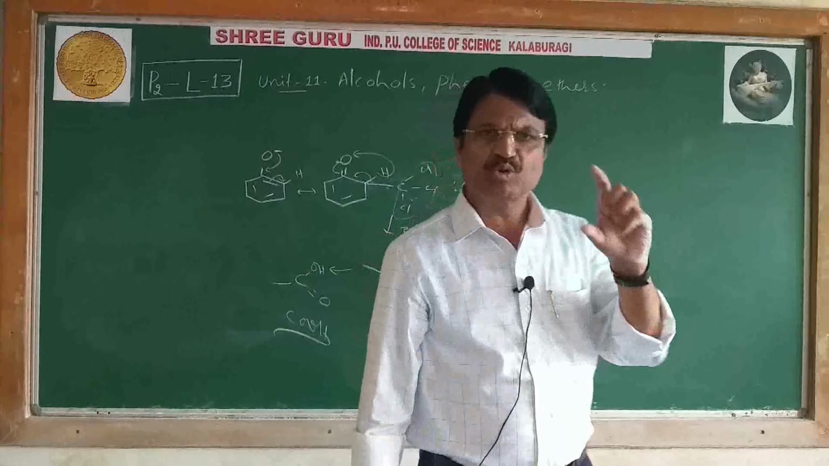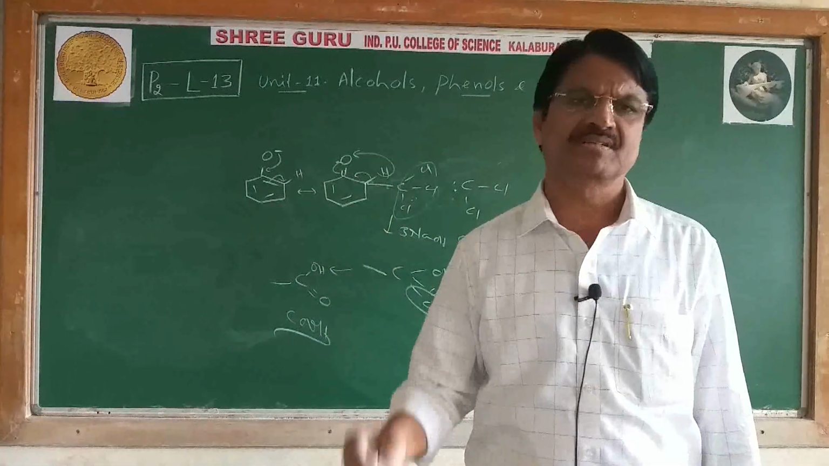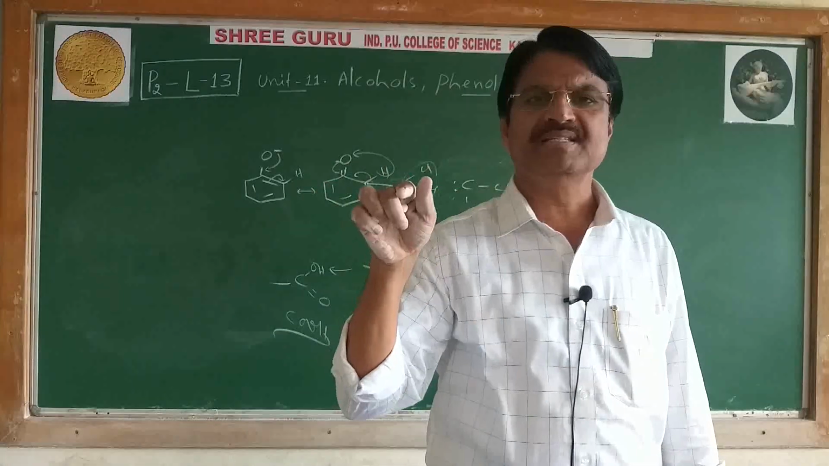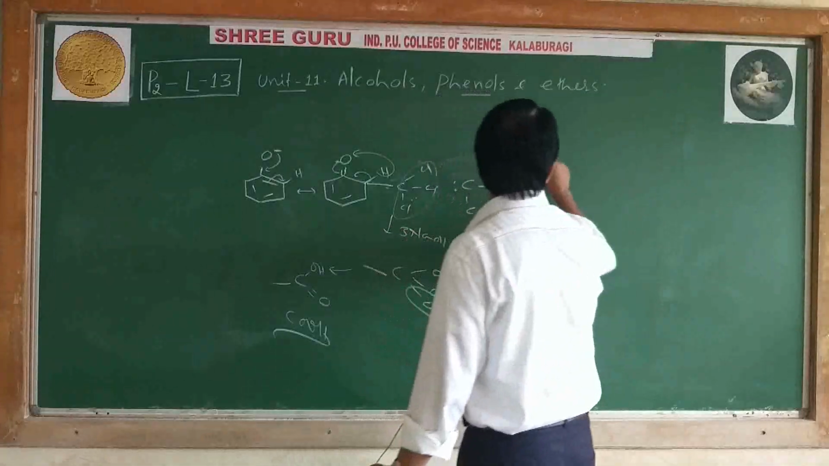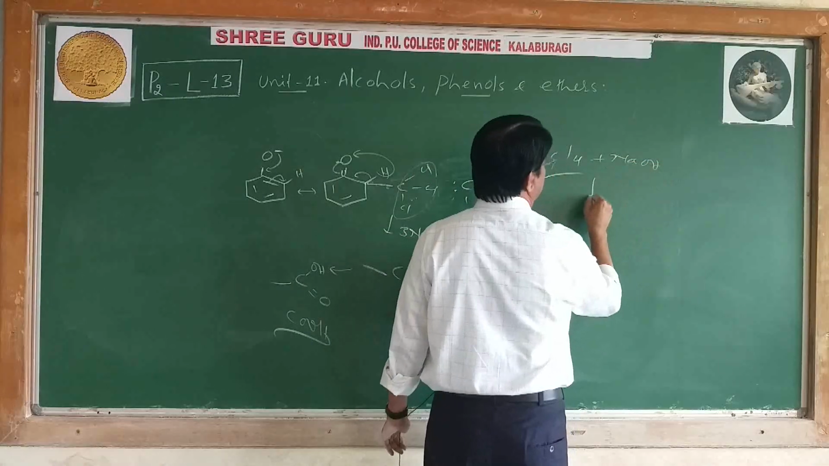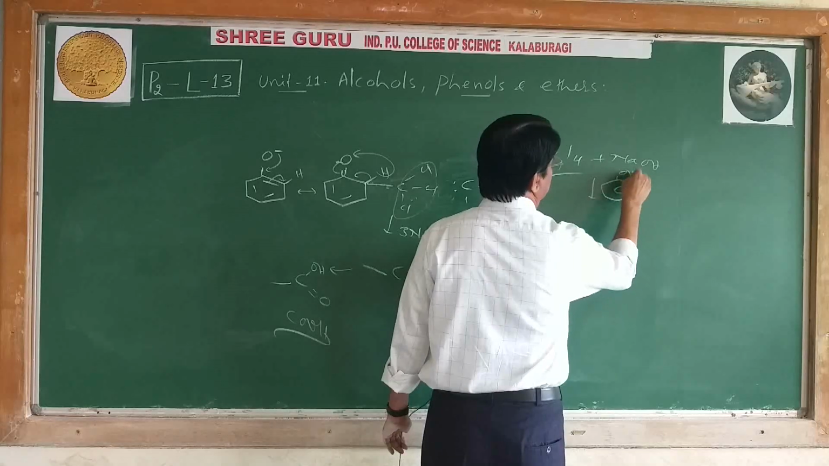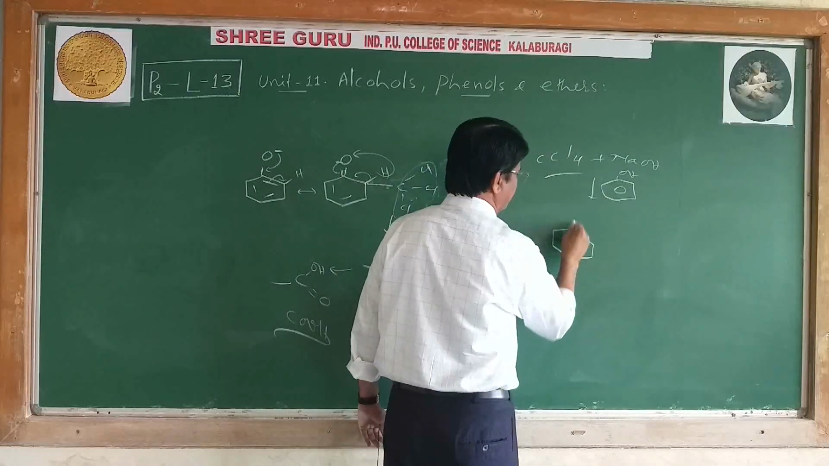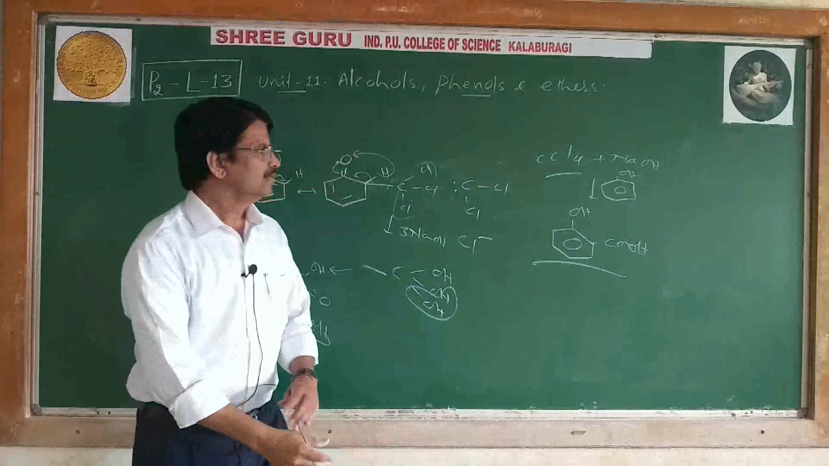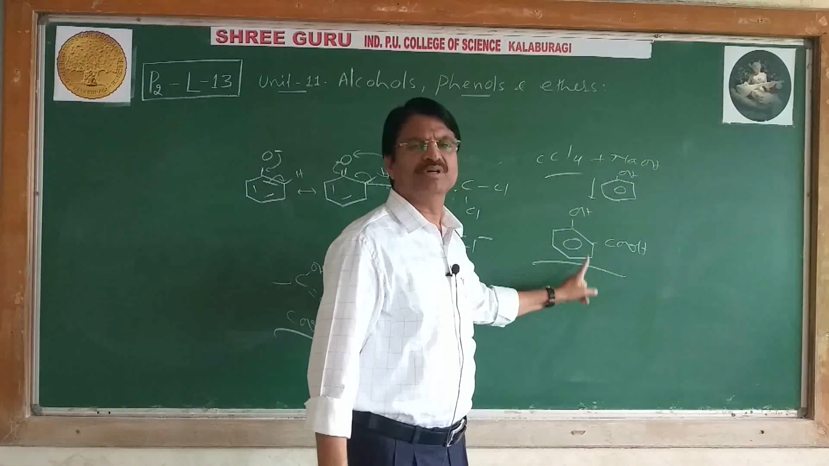Instead of getting a CHO group on the ring, what do we get? A COOH group on the ring. Meaning an OH group at one position, and at the very next position is the COOH group. Now it is called salicylic acid. Therefore, by using CCl4 plus NaOH and phenol, it can form salicylic acid. Remember the reagent. If it is carbon tetrachloride, NaOH and phenol, it can give salicylic acid.